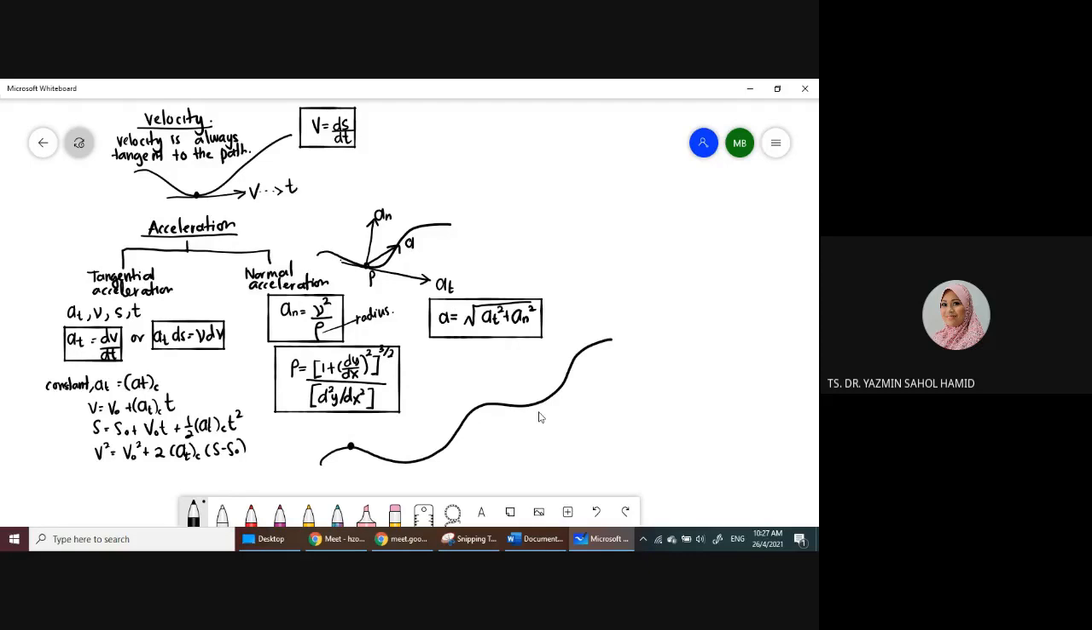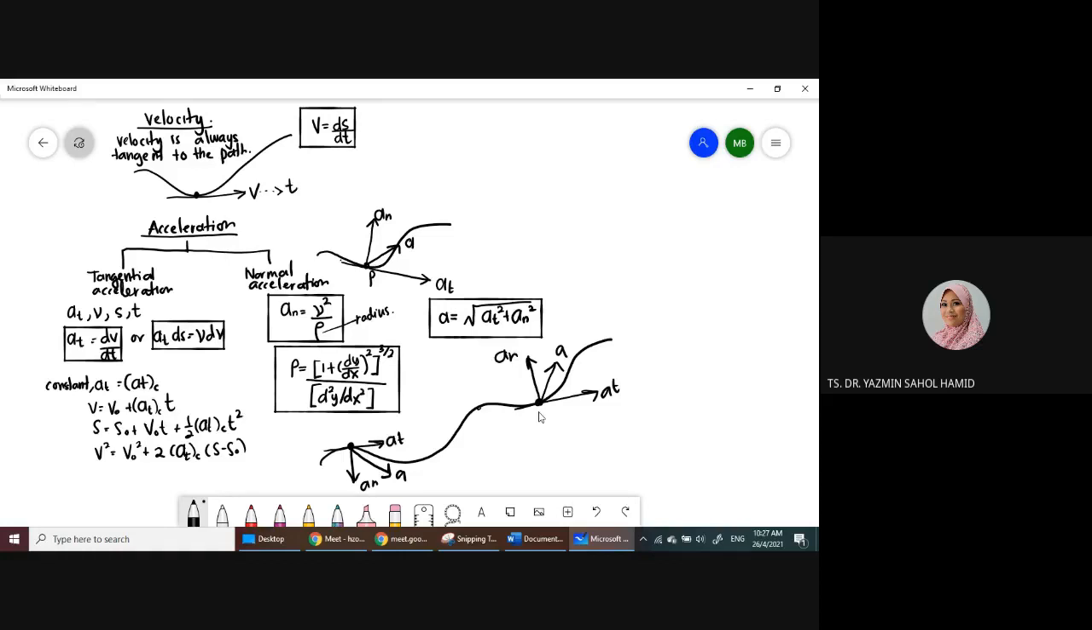So let's say you need to draw the particle. This will be AT, this will be AN, and our acceleration is like this. And then let's say you have another particle here. This one will be our AT, here will be our AN, and our acceleration will be like that.